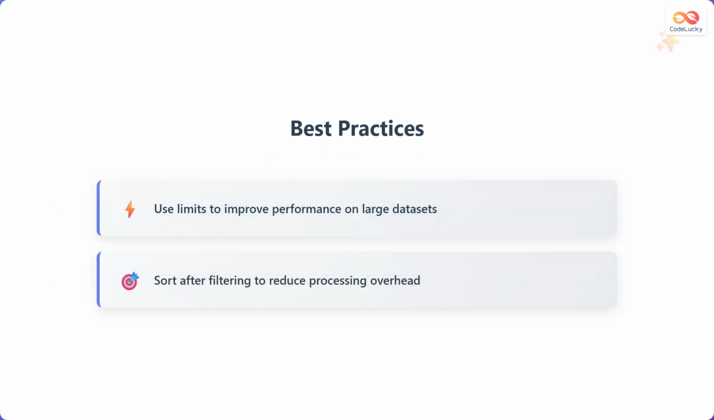To get the most out of the sort command, follow these important best practices. First, always use limits when working with large datasets to improve performance and reduce processing time. Sorting millions of records without a limit can be resource-intensive and slow. Second, apply your sort command after filtering your data with search terms or where clauses. This reduces the amount of data that needs to be sorted, making your searches faster and more efficient. By following these practices, you'll create more responsive searches and better utilize your Splunk resources.